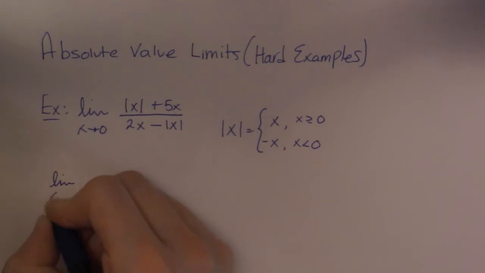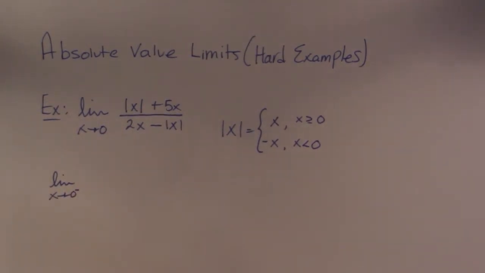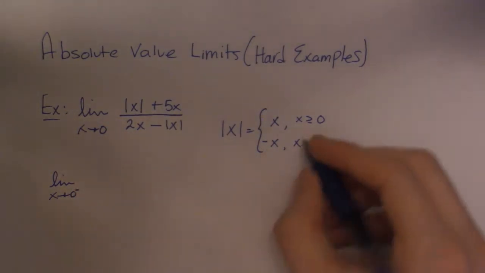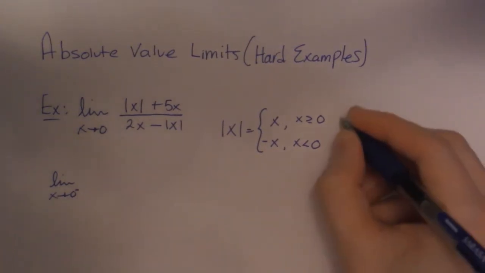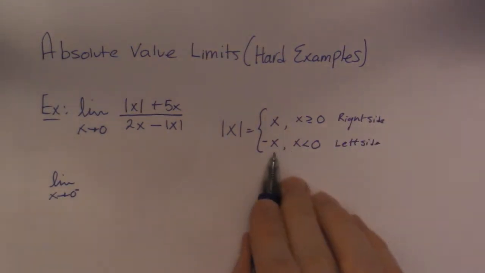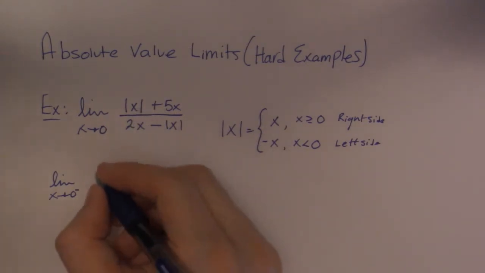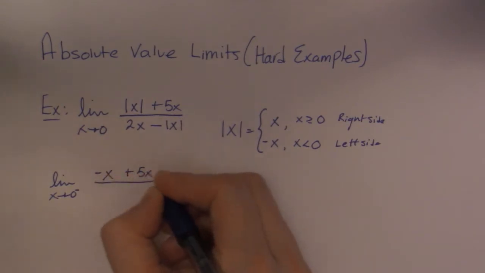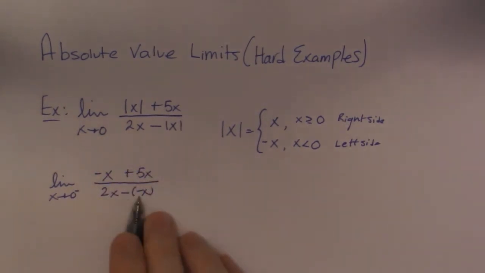The limit as x goes to 0 from the left side, so we use a little negative to represent that. This right here is the left side, and this is the right side. Each side has its individual function that represents it. The left side is represented by the negative x. So instead of writing the absolute value of x, we can write that particular function. And then 2x subtract negative x. We have to be careful about the signs here on the bottom.